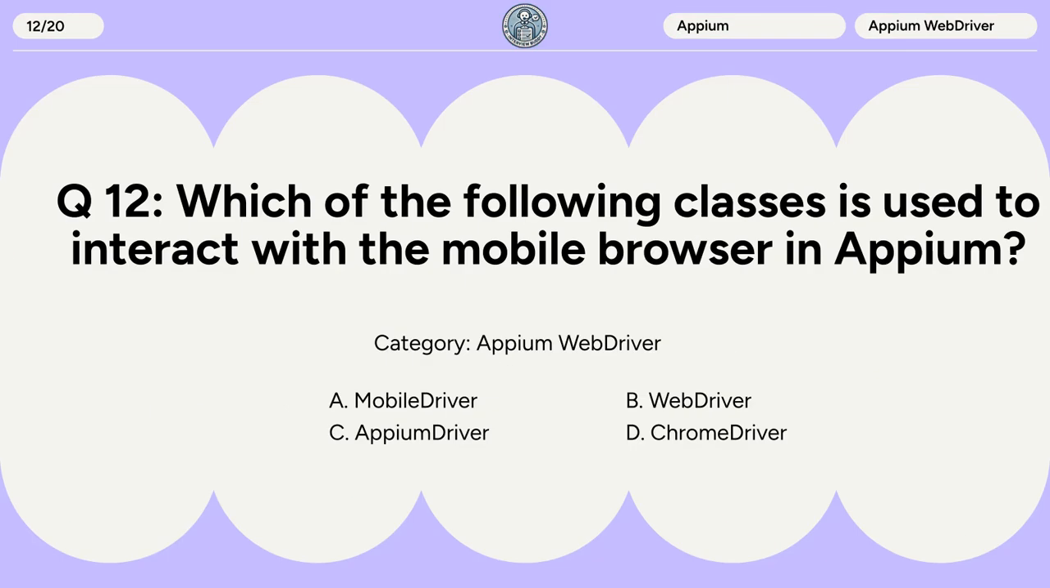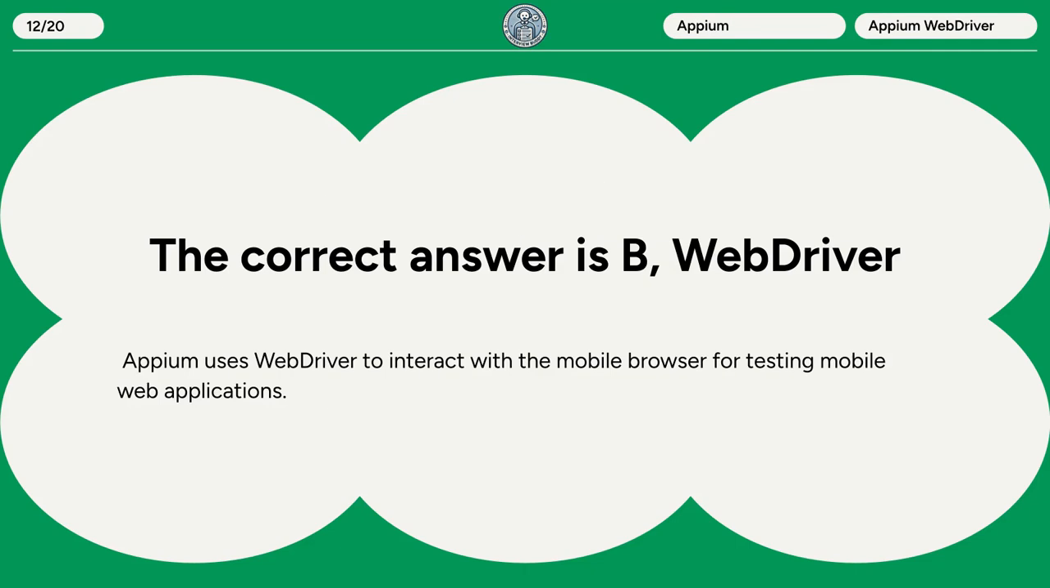Question 12. Which of the following classes is used to interact with the mobile browser in Appium? A. Mobile driver. B. Web driver. C. Appium driver. D. Chrome driver. The correct answer is B. Web driver. Appium uses WebDriver to interact with the mobile browser for testing mobile web applications.